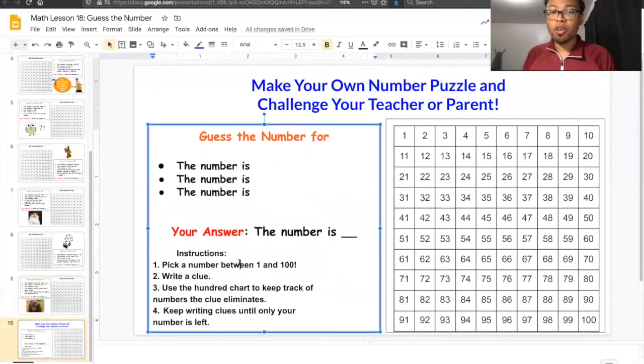So after you do all of your instructions, go ahead and go back and try and solve your number puzzle yourself and see if you can get that number that you wanted to get.